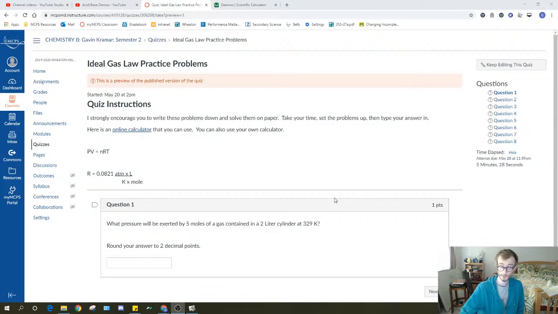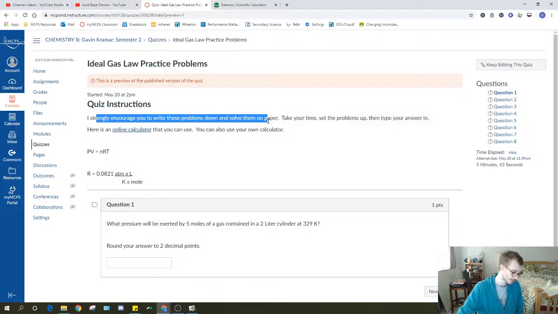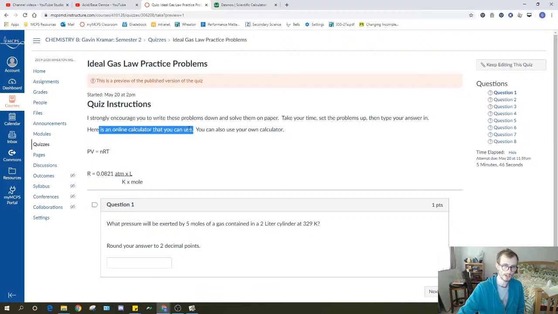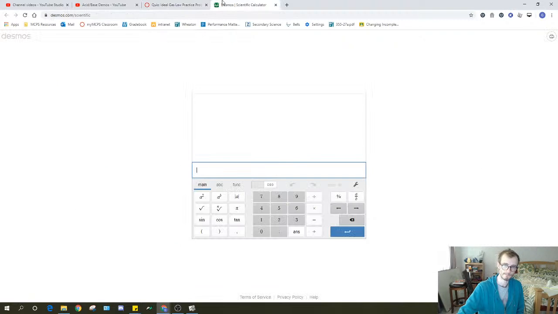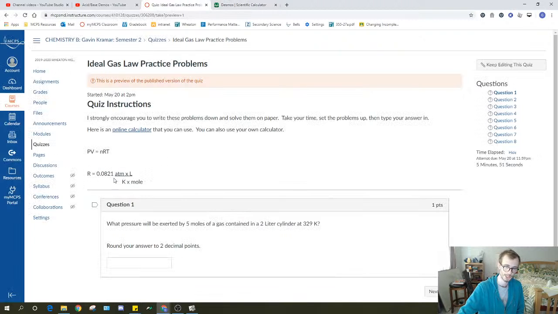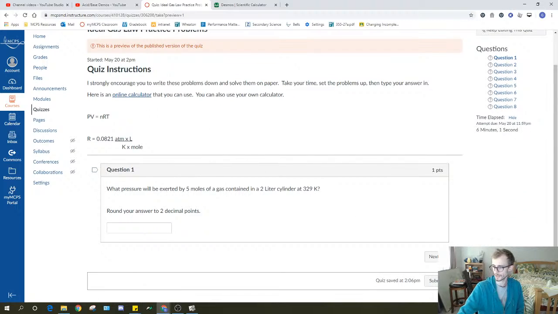We're going to go over some ideal gas law practice problems just so that we can see how these are done and how to best use this equation to solve all of these problems. So I've pulled up the quiz here. Again, I encourage you to do these on paper, and so I'm going to model that today. I also have an online calculator that you can use for when it's time to plug in the numbers. Here it gives me the equation, and it gives me the gas law constant, or what R is going to be. So let's go ahead and get started reading the prompt and getting to work.